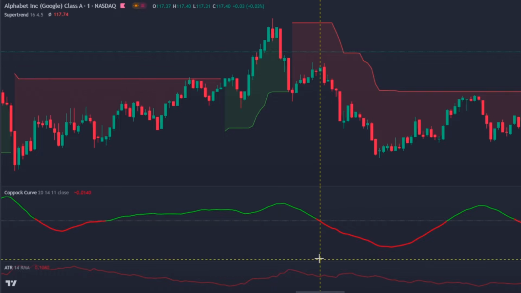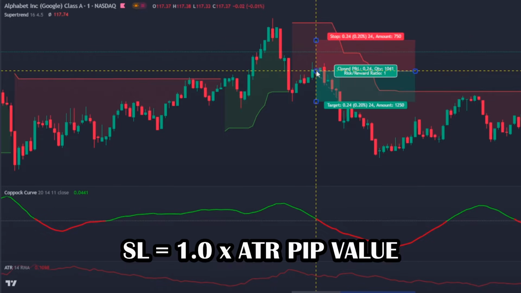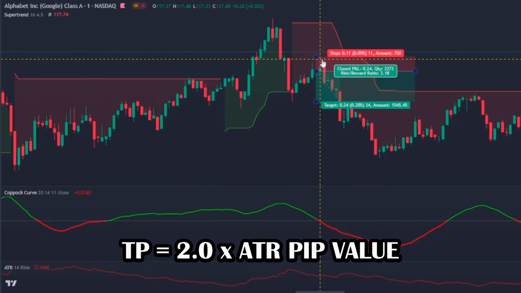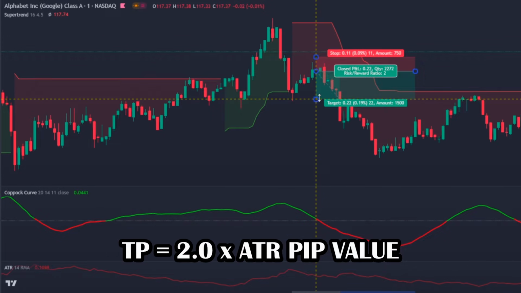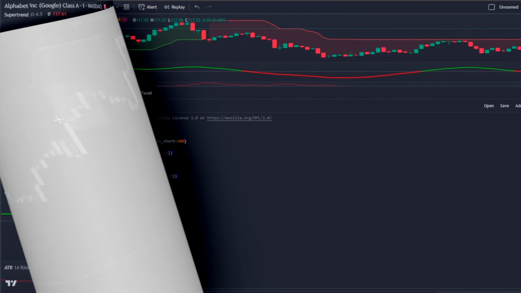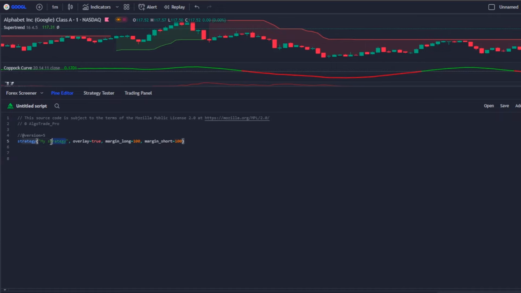So, for this strategy, I will use the formula 1 times the ATR pip value to place every stop loss, and the formula 2 times the ATR pip value to place the take profits, so we can get a 1:2 risk to reward ratio. In order to discover the real performance of this trading strategy, I'm going to code it using PineScript. I will code it and I will be right back.